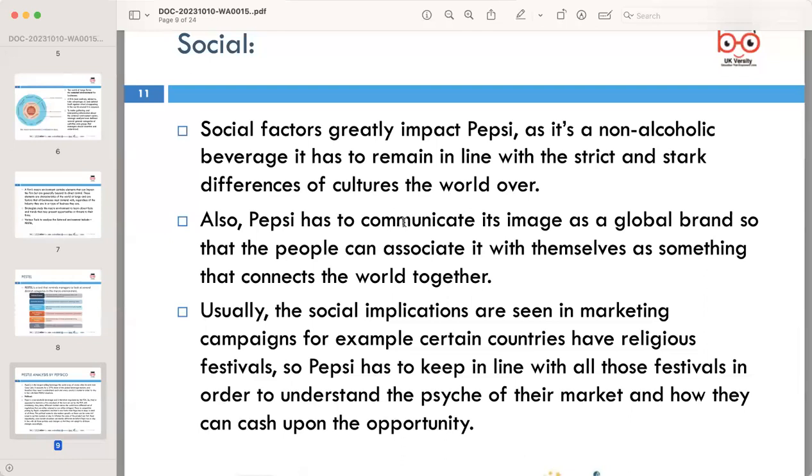So these social implications are often evident in marketing campaigns. For instance, various countries celebrate different religious festivals, and Pepsi must align its marketing strategies with these events to better understand the mindset of their target market and seize opportunities.